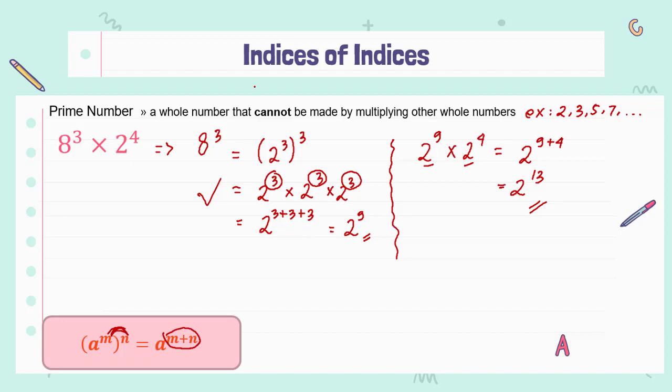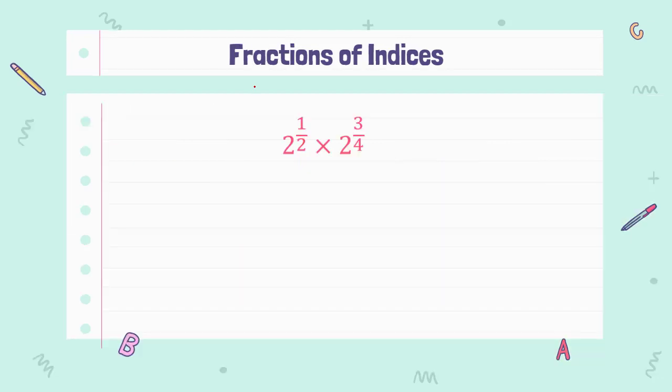Do you think all of the indices or powers are always integers? How about fractions? Is it possible if the index is a fraction? Yeah, sure, it's really possible. So let's see, I have a question here, an exercise about fractional indices: 2 with the 1.5 power times 2 with the 3/4 power. How to solve it?